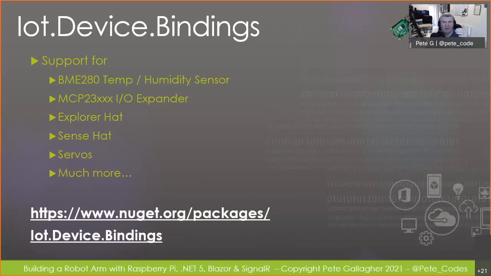And what it does is give you a whole heap of code for things like temperature and humidity sensors and I/O expanders and Explorer hats and Sense hats. If you've not seen what a Sense hat is, then I'm holding it up to the camera there. You should be able to see me. This little device has got a bunch of LEDs that make a rudimentary display, and a couple of buttons, and a temperature sensor, and a humidity sensor, and a magnetometer and a gyroscope.